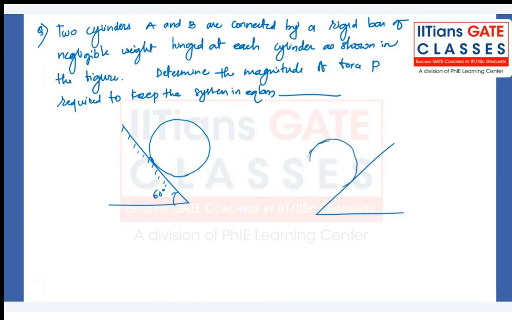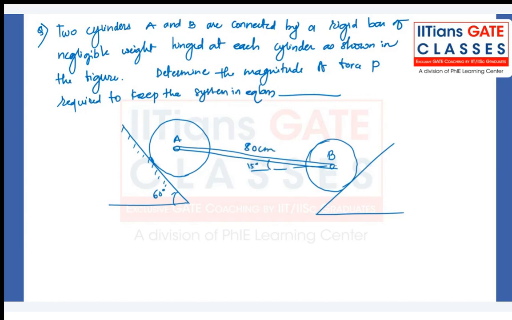Yeah, like this. This is cylinder A and cylinder B. Okay, and they are making a 15-degree angle with the horizontal, and it is 80 centimeters.